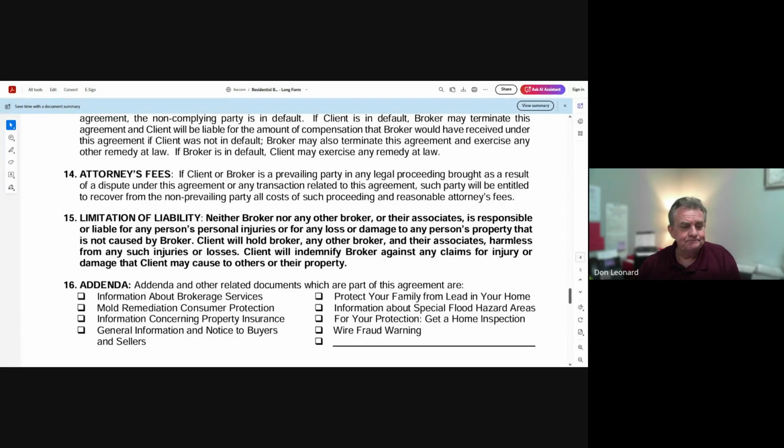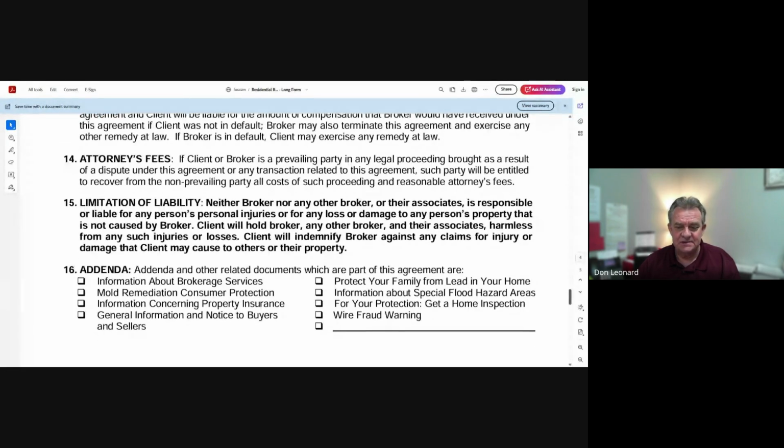So anyway, addenda, the other documents that may be part of the buyer representation agreement, we have the IABS, we have the general information and notice to buyers and sellers. 1507 also doesn't include this. It doesn't include the ability for us to add other documents as part of that buyer representation package, if you will, that we require buyers to sign.